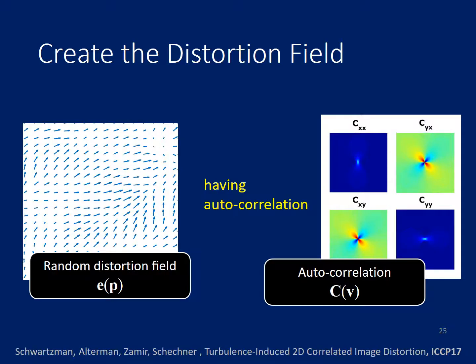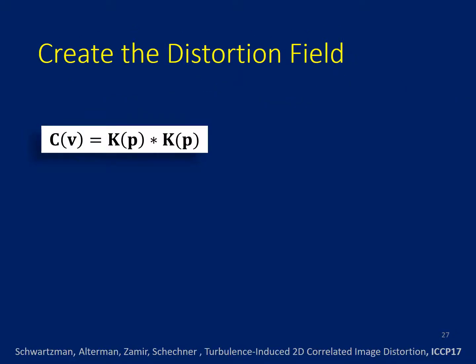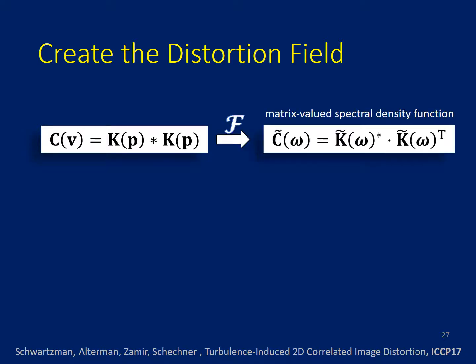Now we create a random distortion field, E of P, whose autocorrelation is consistent with C of V. Recall that the correlated distortion field is obtained by convolving the white noise field with a matrix-valued kernel, which is directly related to the matrix-valued correlation function. This convolution is the relation between the correlation function and our required kernel. This can be solved in the Fourier domain.